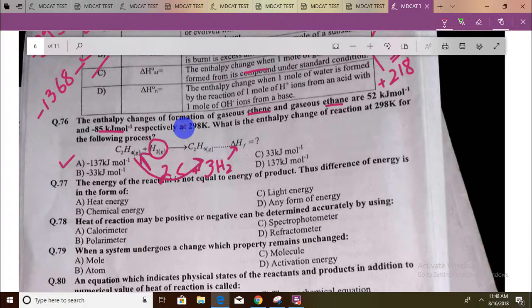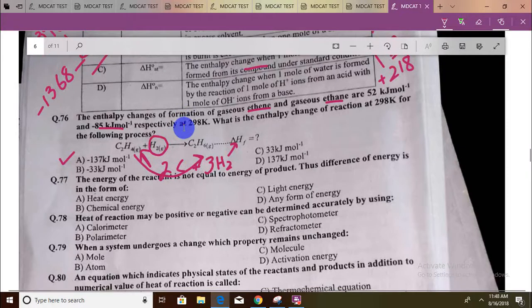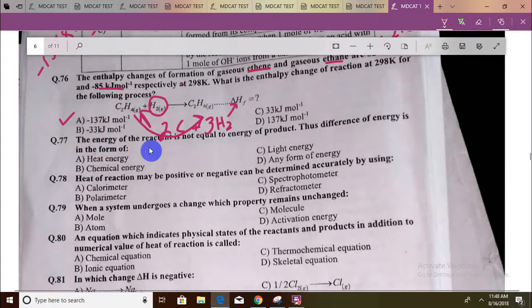The energy of the reactant is not equal to the energy of the product. Thus, the difference of energy is in the form of, is it heat energy, chemical, or light? It's usually in the form of heat energy. The heat of reaction may be positive or negative and can be determined accurately by using a calorimeter.